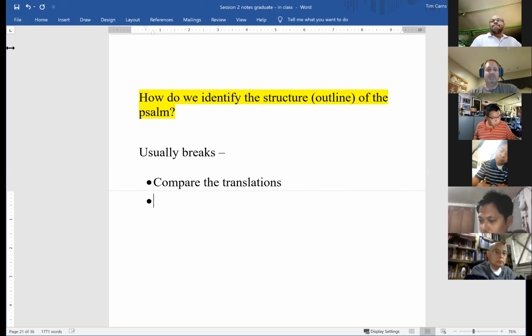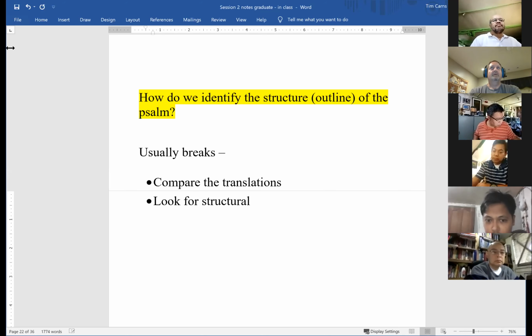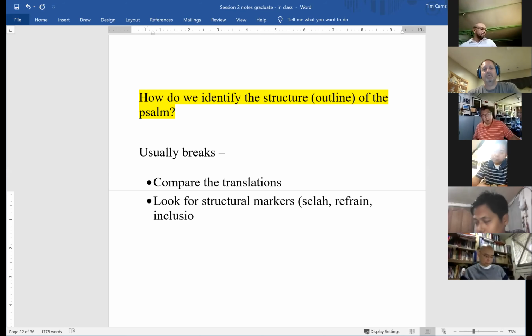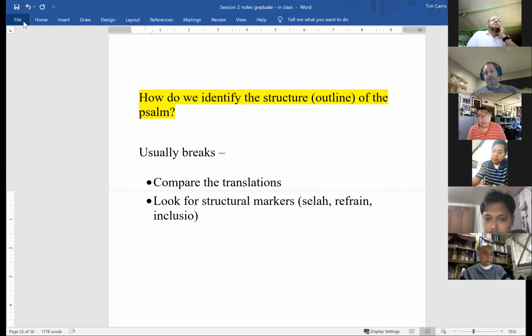The second thing is to look for structural markers. And this is what Athan was talking about. One example, he mentioned Selah, but there are also refrains, and inclusio is also sometimes a structural marker that you can use. These might be things within the psalm. If you see a particular repeat of a statement or a verse, that could be a structural marker indicating the beginning or ending of a stanza.